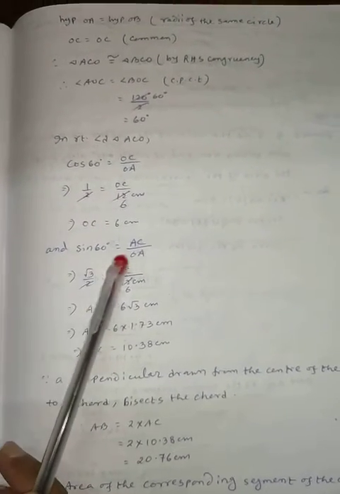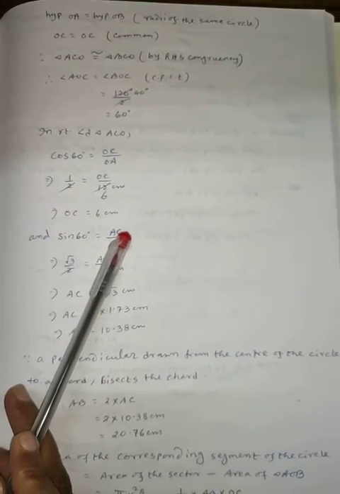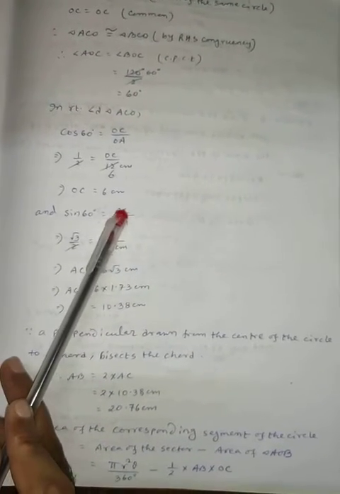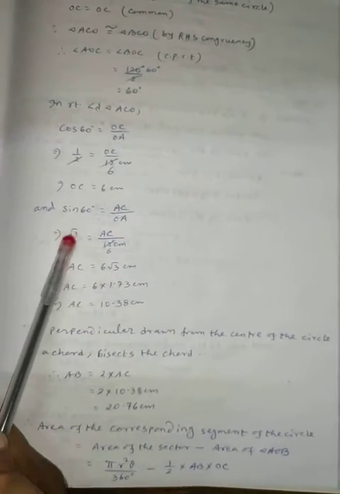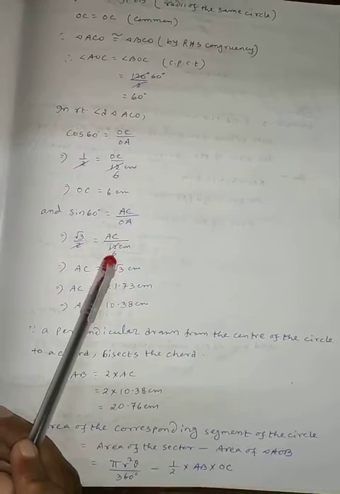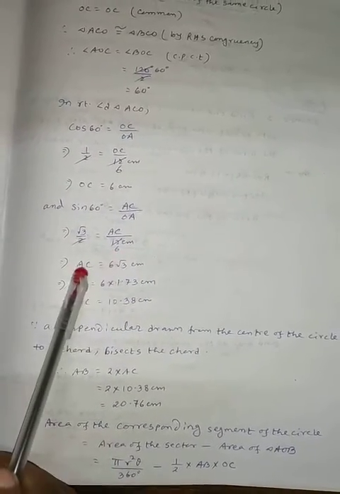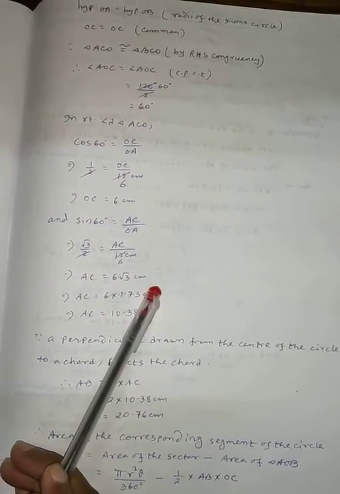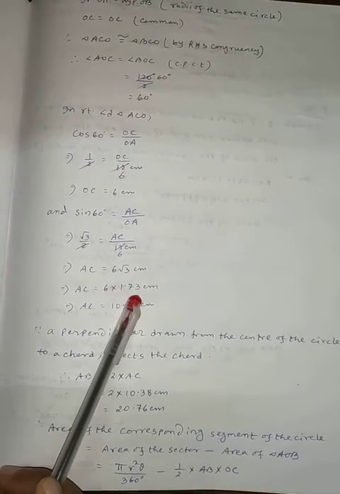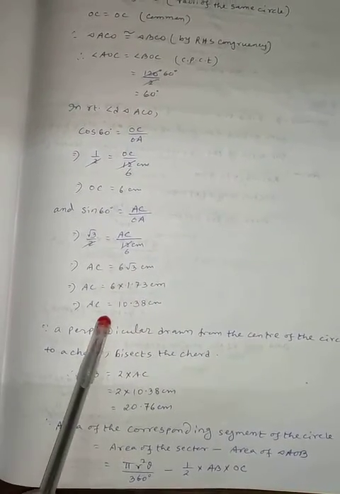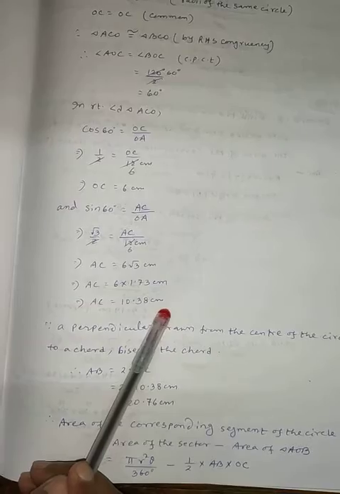Now sin 60, according to the sketch, as I have shown already, AC by OA. AC is perpendicular, OA is hypotenuse. So root 3 by 2 is equal to AC by 12 centimeter. 2 6s are 12. AC is equal to 6 root 3 centimeter. Now root 3 value is given in the question, 1.73. After multiplication, AC we are getting 10.38 centimeter.